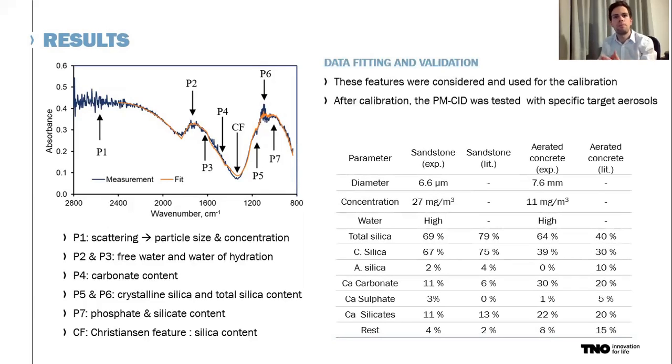Finally, the calibrated PMCID was tested with specific target aerosols, and the experimental results were compared with the literature values associated with those materials, as shown in this table for sandstone and aerated concrete. The information obtained with the PMCID was comparable to that of the literature, which validated the sensor for its use in construction sites.